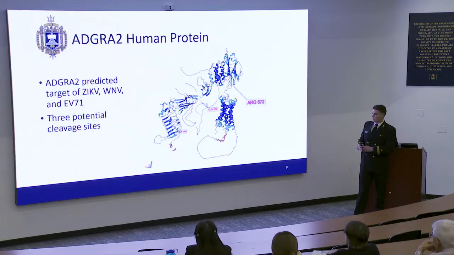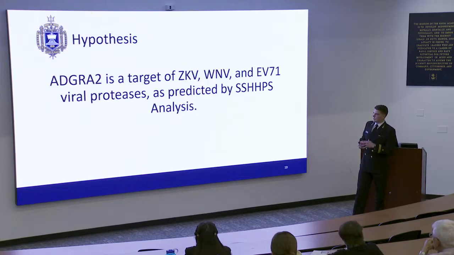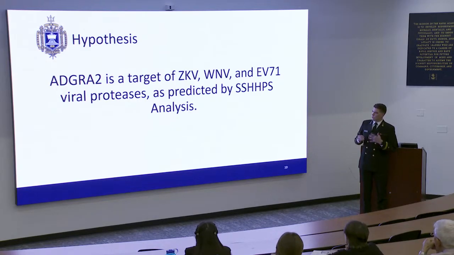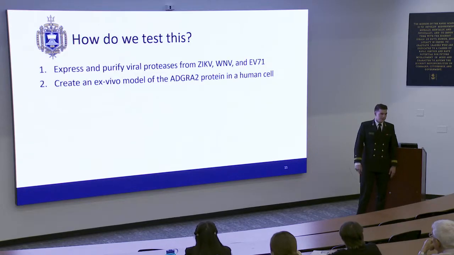And as a predicted target, there are 3 specific cleavage sites for ADGRA2, marked by these amino acids, specific sites along the sequence on the ADGRA2. These are the predicted sites predicted by researchers at Naval Research Laboratory. And the hypothesis that guided this research is that we hypothesize that ADGRA2 is a target of Zika virus, West Nile virus, and enterovirus 71 viral proteases, as predicted by that software. But how do we test that?